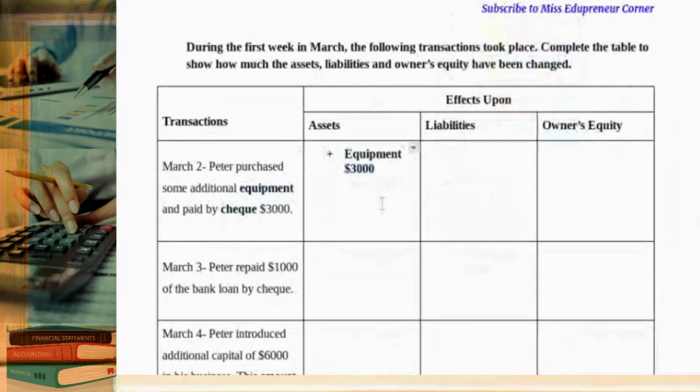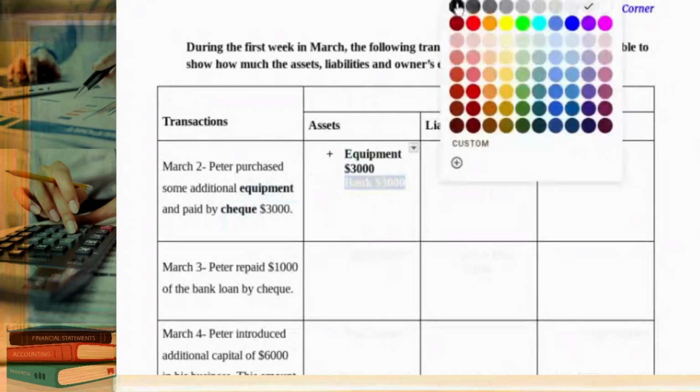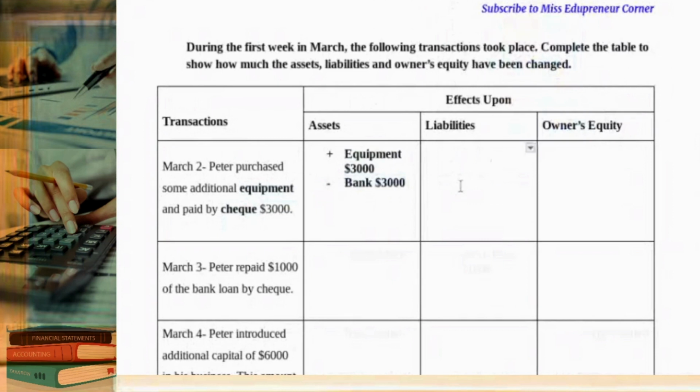Bank is also an asset, and bank is decreasing because money was taken from the business bank account to purchase this equipment. So we're going to place a small minus beside bank and then by how much. So minus bank, $3,000. The liability section was not affected, so we're just going to place no effect. Capital, our owner's equity, was not affected, so we're going to place no effect as well.